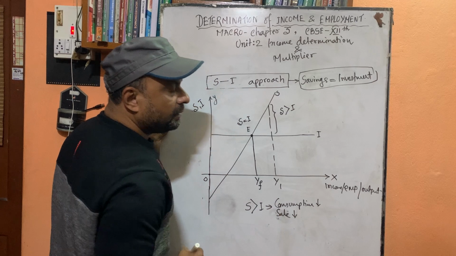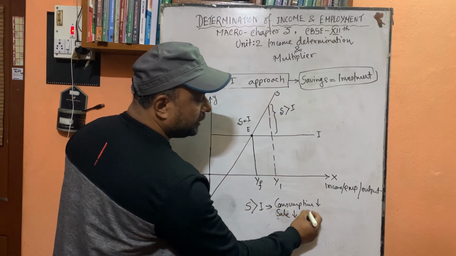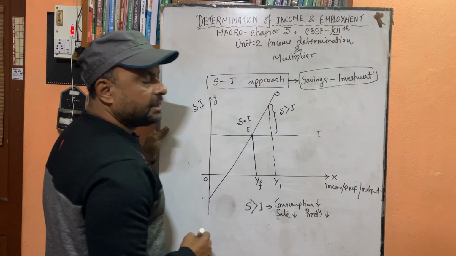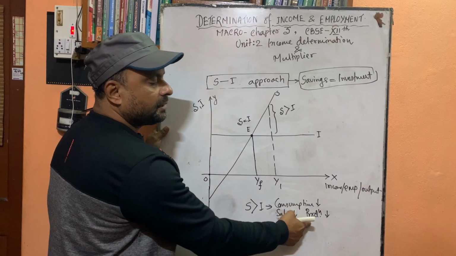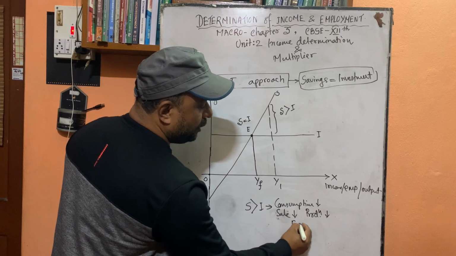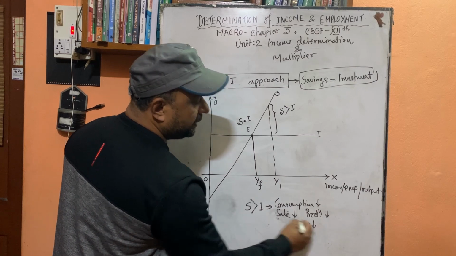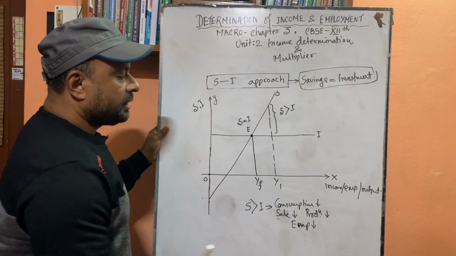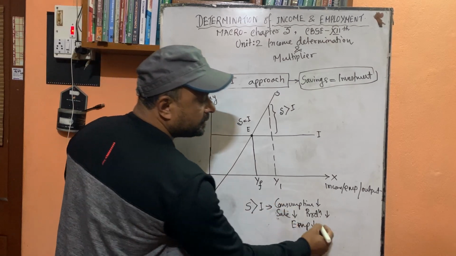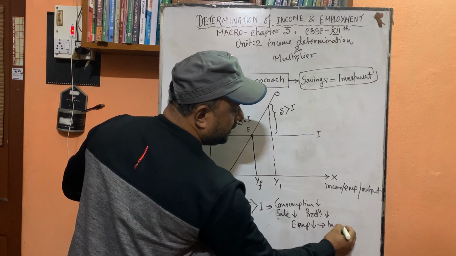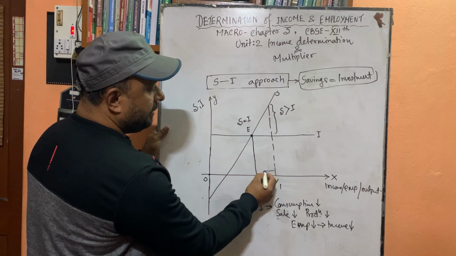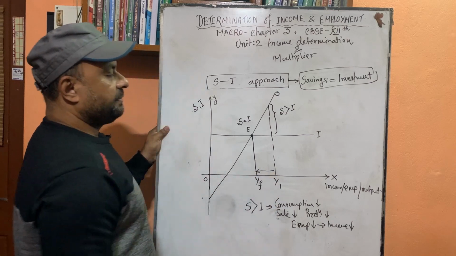Their sale will fall. If their sale will fall, what will they do? They will reduce their production, because they cannot sell all their product. When production is reduced, side by side, employment of the whole country will reduce, because without employment, production cannot be run. So employment reduces. If employment reduces, the income of the whole country will reduce, and again the economy will come back to equilibrium step by step.